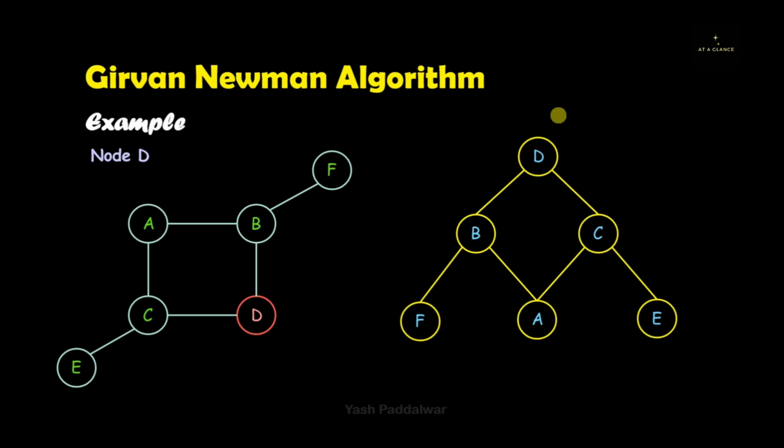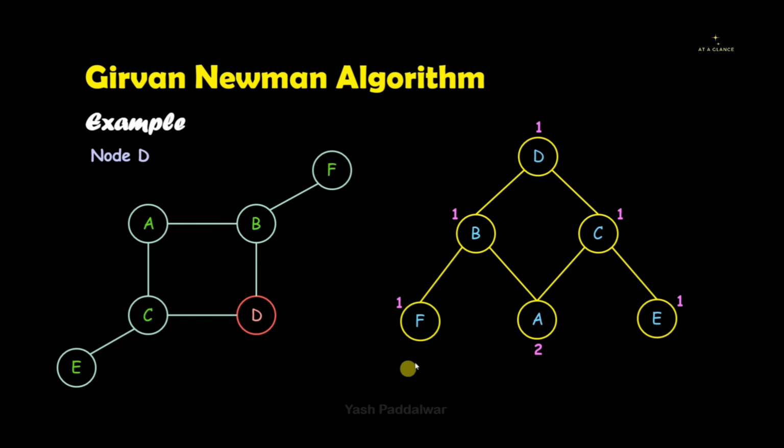Next is the B node. You can see that there is only one single path for reaching from the root node D to B. So the node weightage of B is 1. Similar case for C, the node weightage of C will be 1. Now there is only one single path for reaching from D to F. Hence F has a weightage of 1. Next, you can have two paths to reach from D to A. One is DBA and second is DCA. So 2 will be the weightage for A and 1 will be the weightage of E.